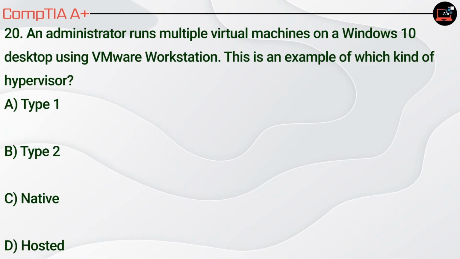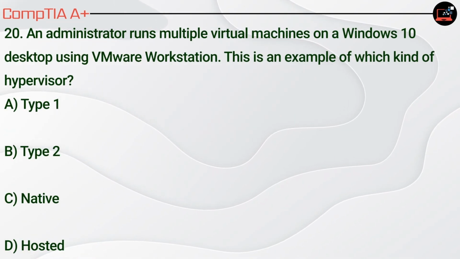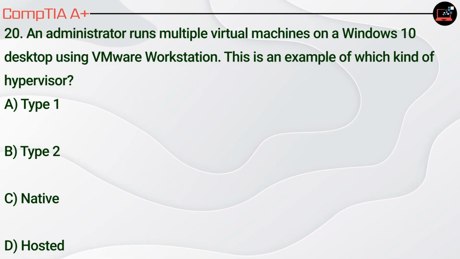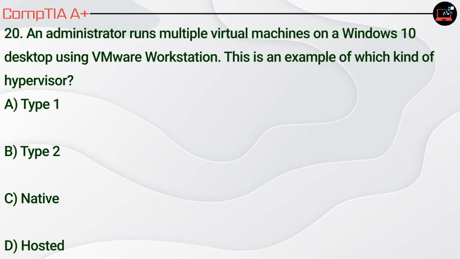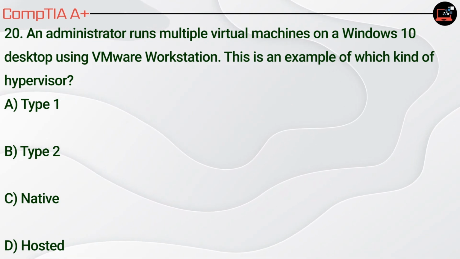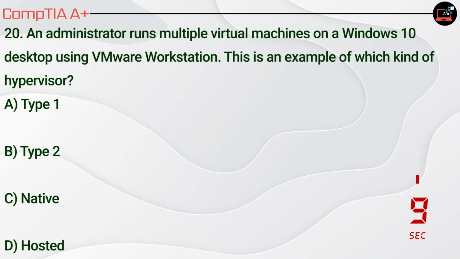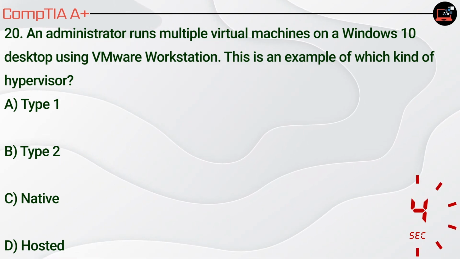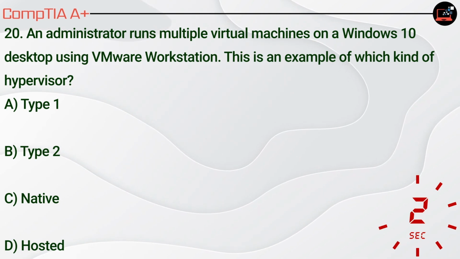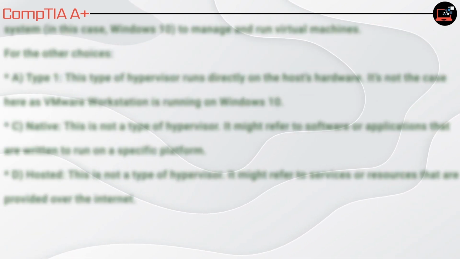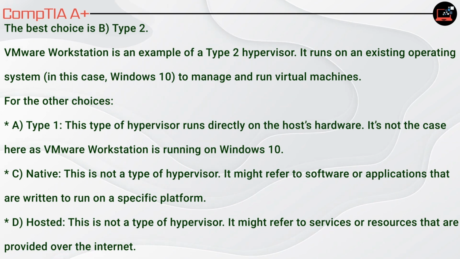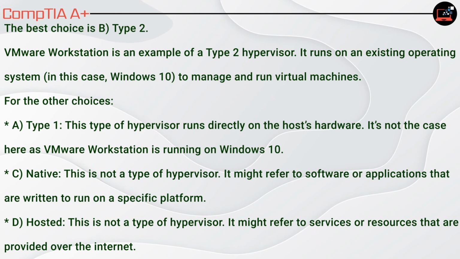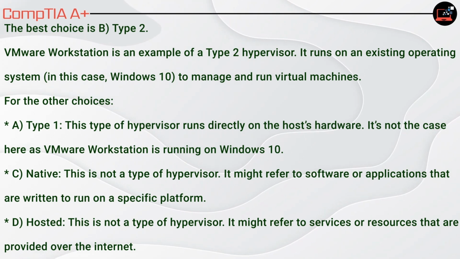(20) An administrator runs multiple virtual machines on a Windows 10 desktop using VMware Workstation. This is an example of which kind of hypervisor? A. Type 1, B. Type 2, C. Native, D. Hosted. The best choice is B, Type 2. VMware Workstation is an example of a Type 2 hypervisor. It runs on an existing operating system, in this case Windows 10, to manage and run virtual machines.